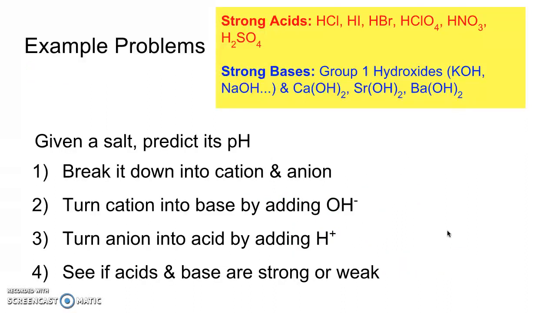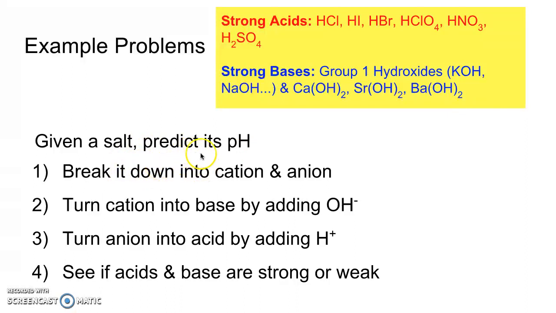Okay. Now we're going to look at some example problems where you're given a salt and you need to predict its pH. This is a little bit more tricky than when you're given the acid and base because that's simple. You just determine if the acid and base is strong or weak. So in this case, you need to determine the acid and base that made that salt. And to do that, we follow these steps.